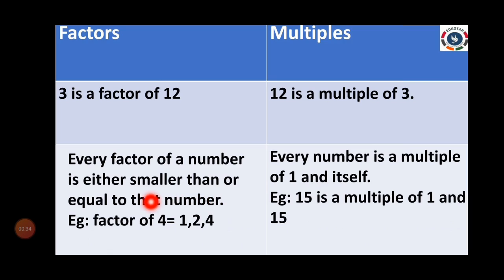So 1 and 2 are smaller values than the number whose factors we are finding, 4. So 1 and 2 are smaller than 4, and 4 is equal to 4 also. Every number is a multiple of 1 and itself. For example, 15 is a multiple of 1 and 15.